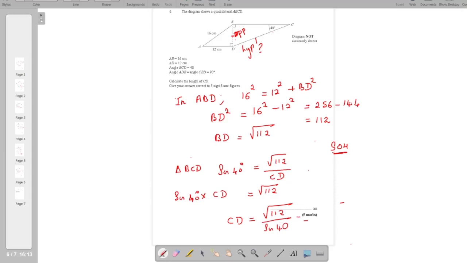That will be 16.4642. You round it up to three significant figures. The answer would be 16.5 centimeter. That's the answer. Let's look at question 7.